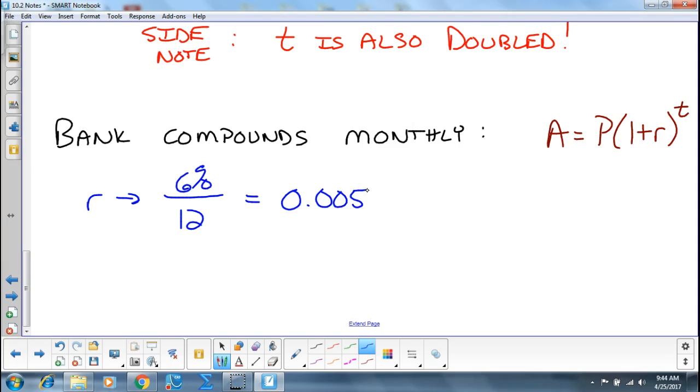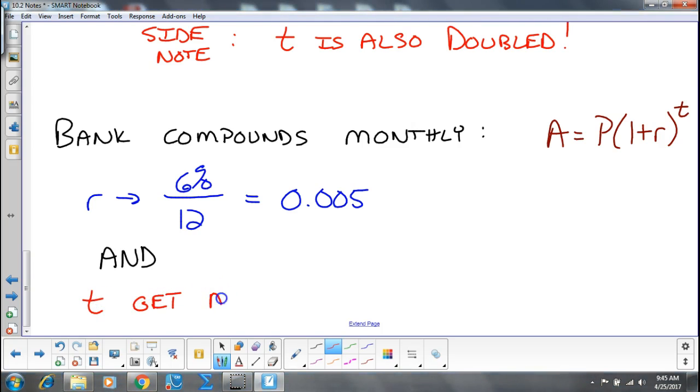So that's one thing that happens. What's the other thing that happens? Triple your T? No. Does it get multiplied 12 times? By 12. Yep. So I divide my rate by 12, which then means I multiply my t by 12.